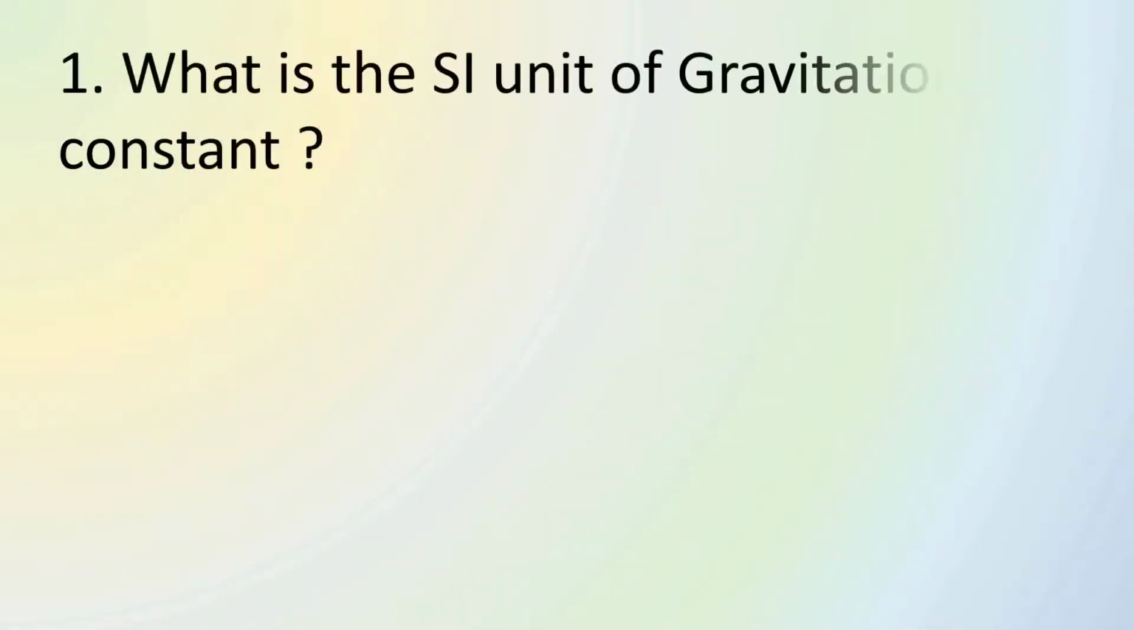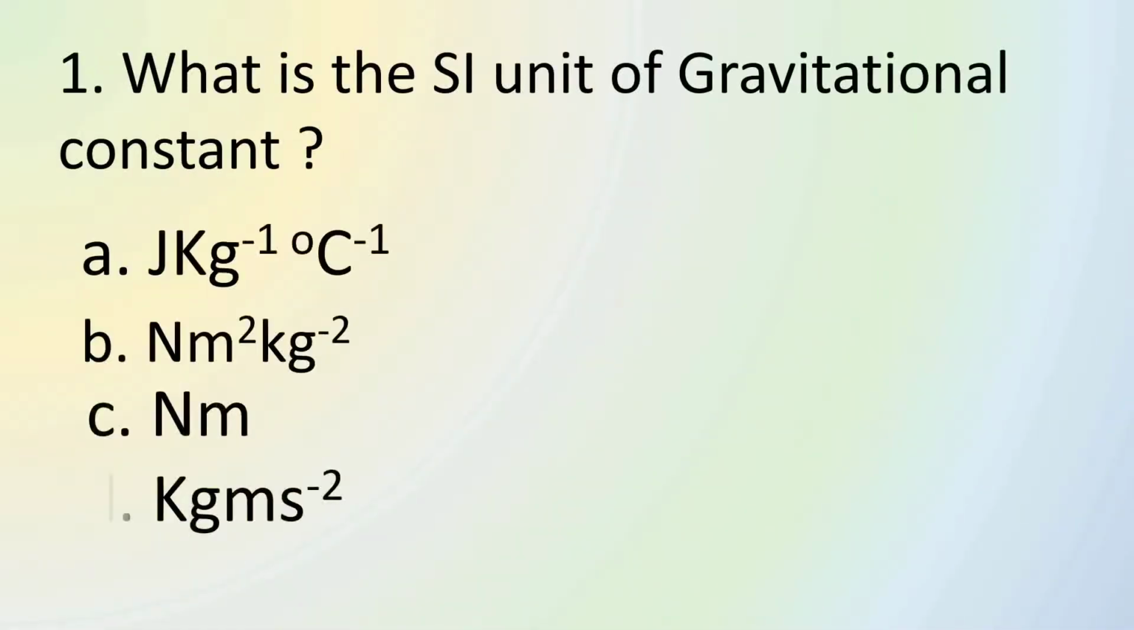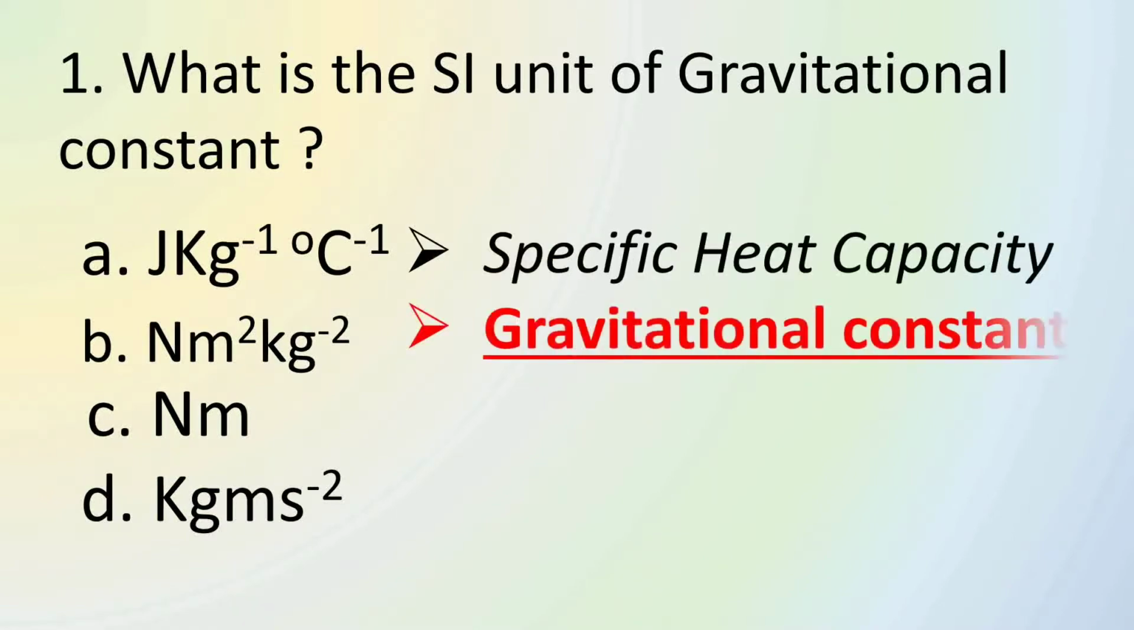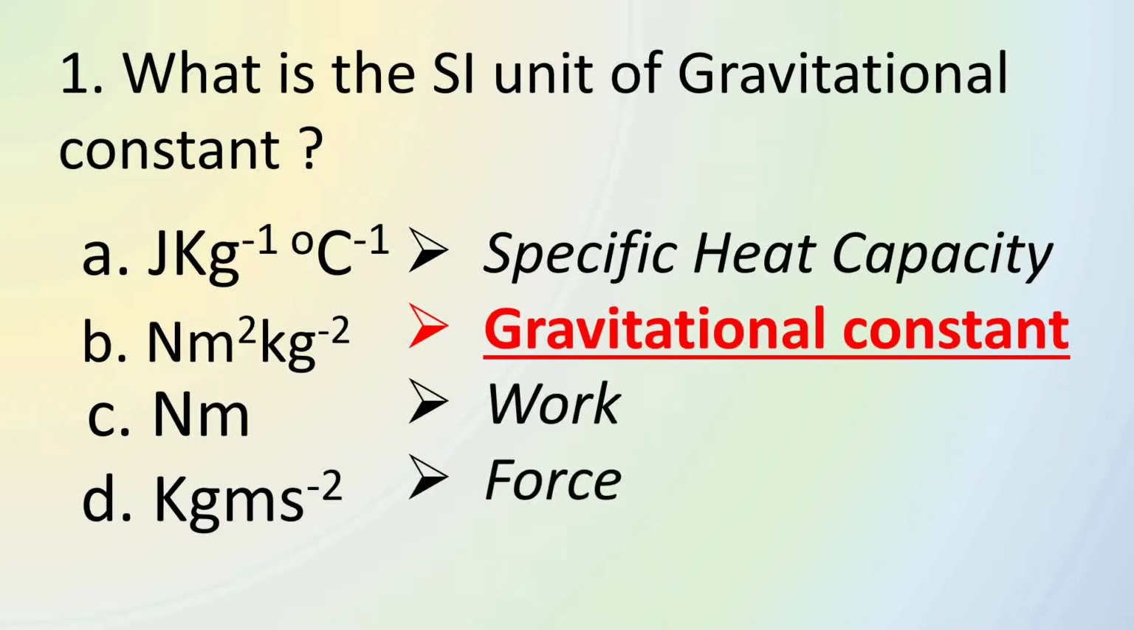Let's begin with the SI unit of gravitational constant. Among the given options, joule per kg per degree centigrade is the SI unit of specific heat capacity. Newton meter is the SI unit of work. Kg meter per second square is the SI unit of force. Newton meter square per kg square is the SI unit of gravitational constant.